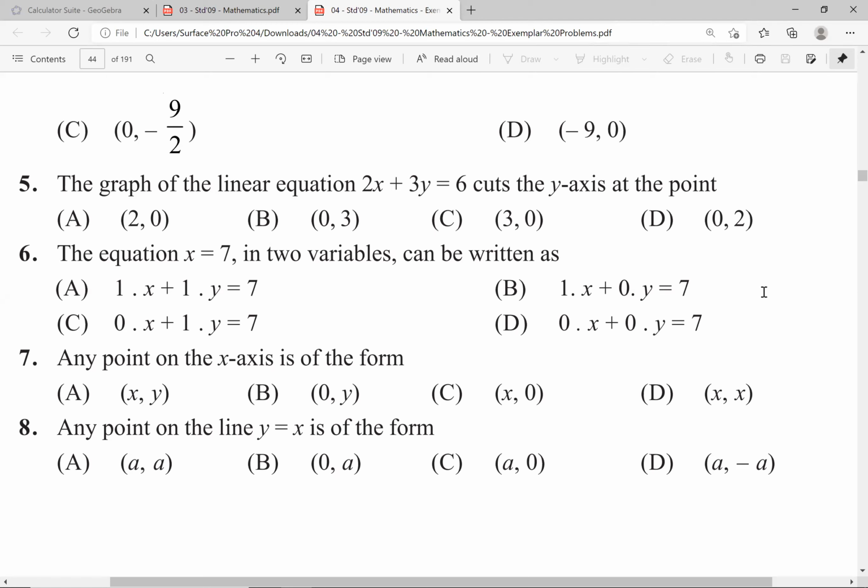Okay. How many of you understood this question? No one understood. Ma'am, me. Okay, you understood. Okay, Hamna. So, Hamna, please tell me, what do you think we can do? How can we solve it?